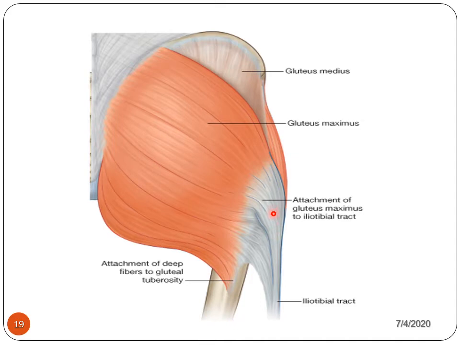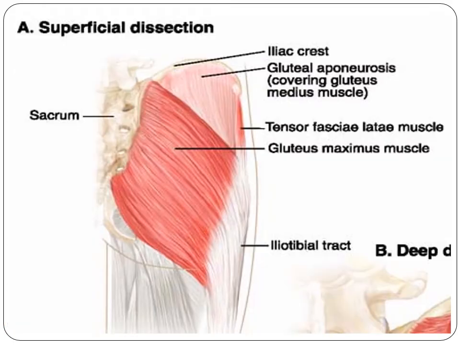Some fibers insert into the iliotibial tract and some insert at the gluteal tuberosity. So these are the outlines of the gluteus maximus muscle. It does not correspond with the gluteal fold.